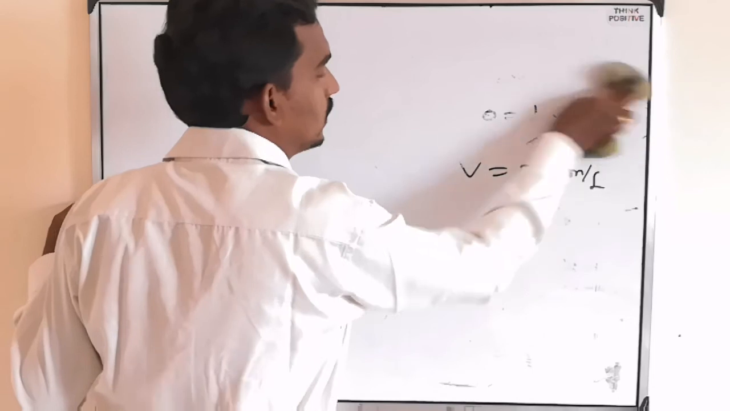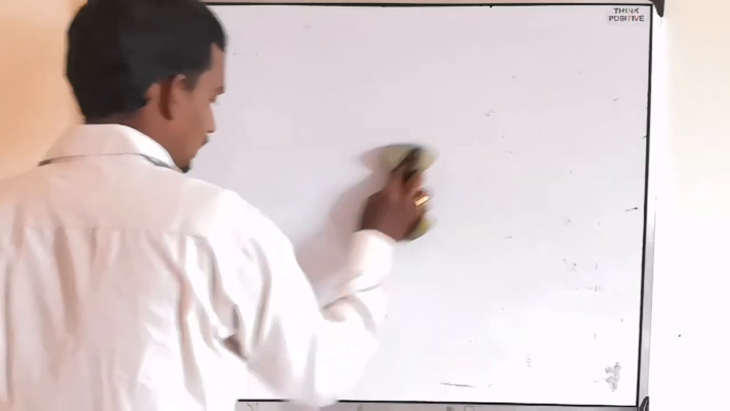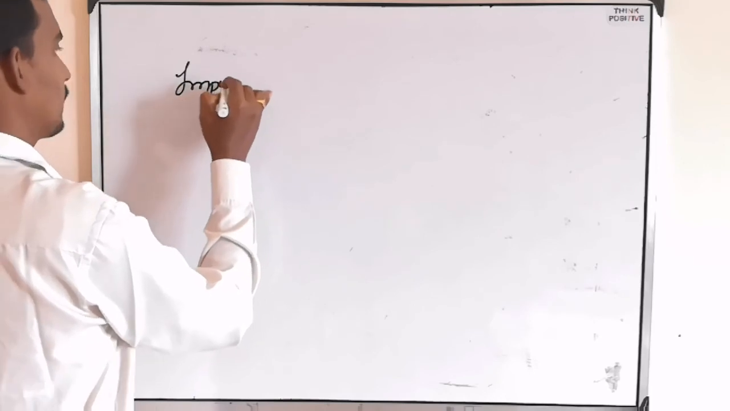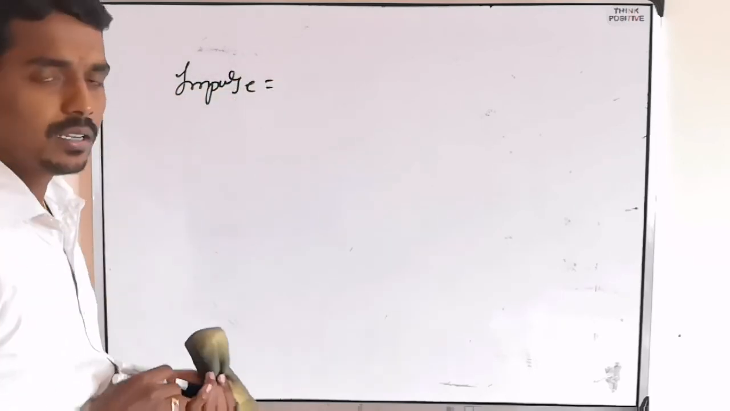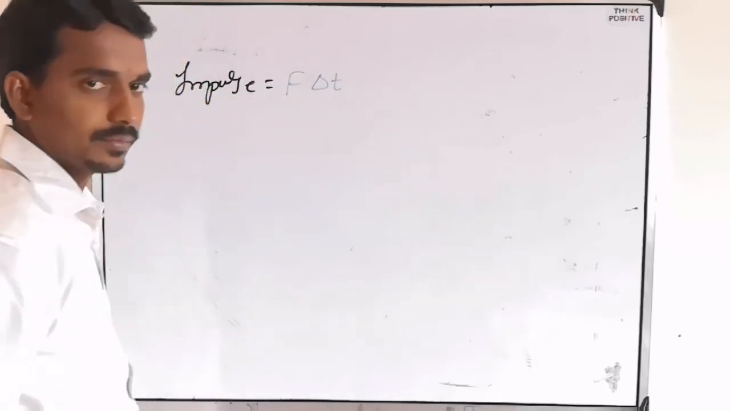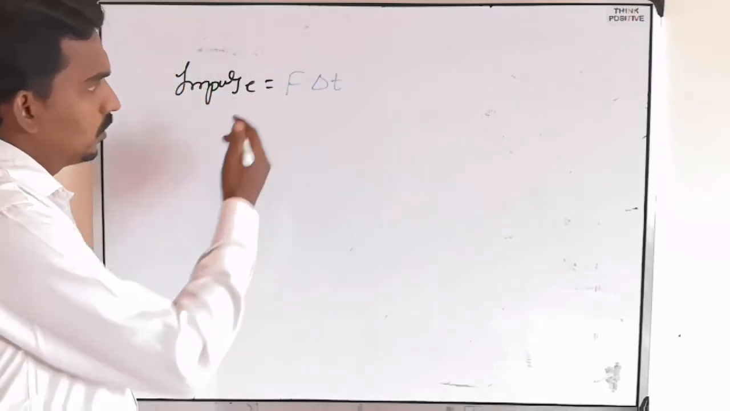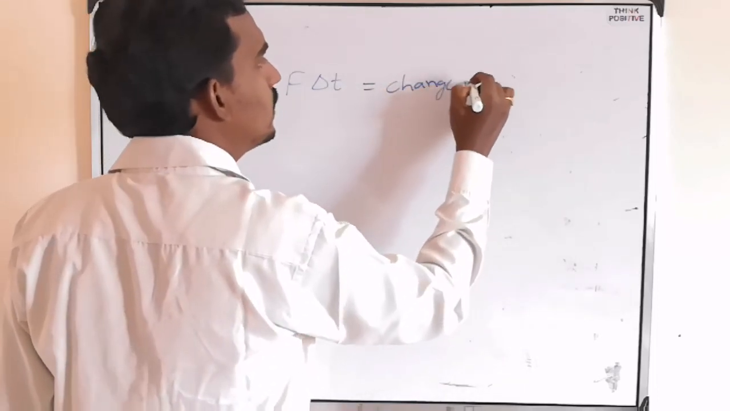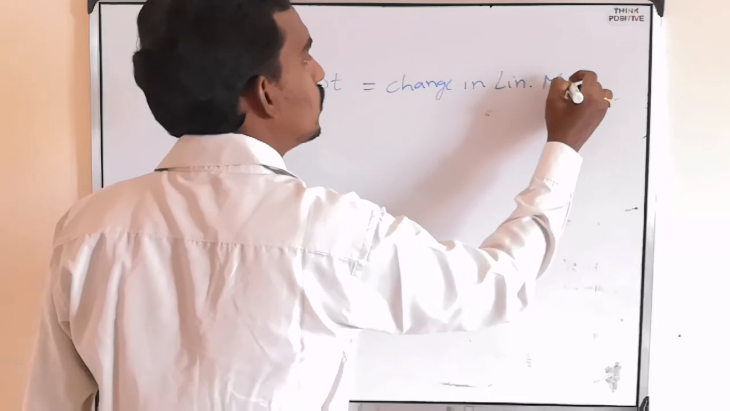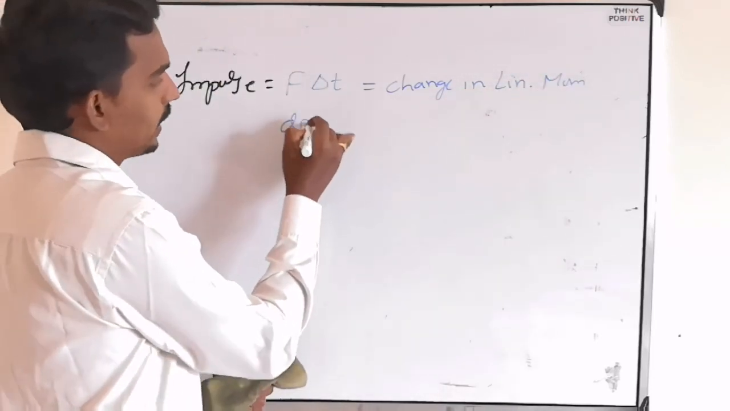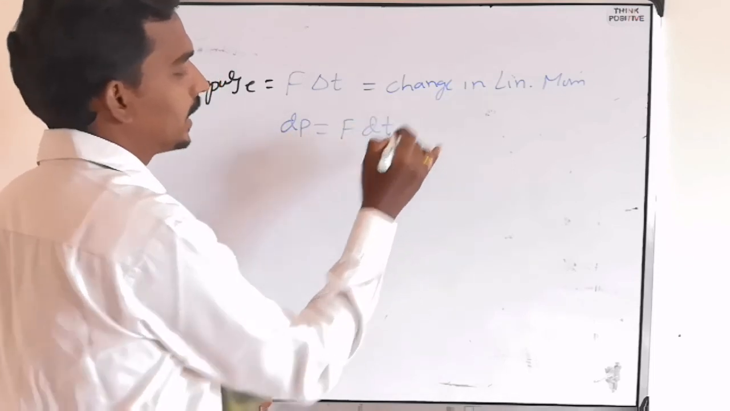Now let me give you one more thing, that is impulse. Impulse is equal to F into delta t. So what is impulse? Nothing but change in linear momentum. That is dp. dp is equal to F dt.